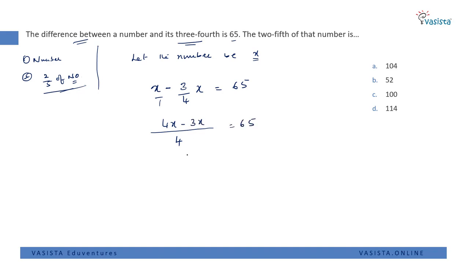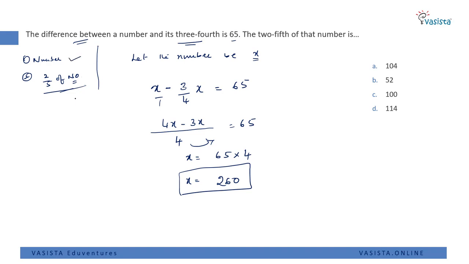4x minus 3x is going to be x, and 65 into this 4, I will transfer to the right-hand side. Now multiply it here, so 6 4s are 24, that is 240, 5 4s are 20, so 260. x is equal to 260. This is the first part of the problem we solved.